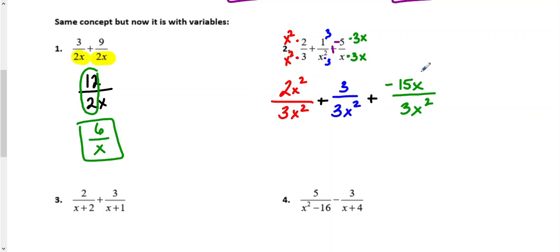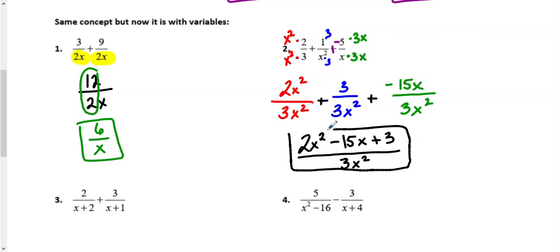Then we look to combine our like terms on the top. Now for this problem, we don't have like terms, so we're just going to rewrite it in standard form, which is 2x squared minus 15x plus 3 all over my denominator of 3x squared. And we can just leave it there. We're not going to worry about factoring that or seeing if we can factor that right now.